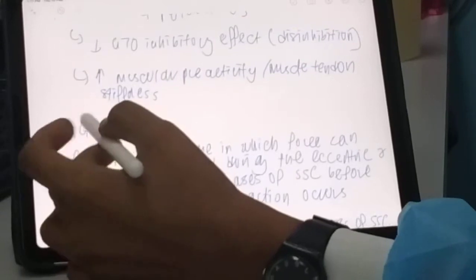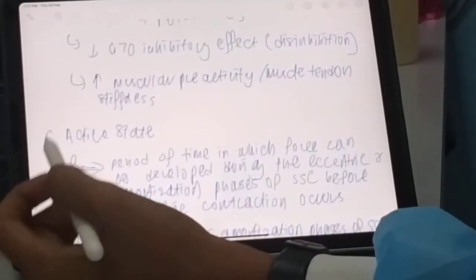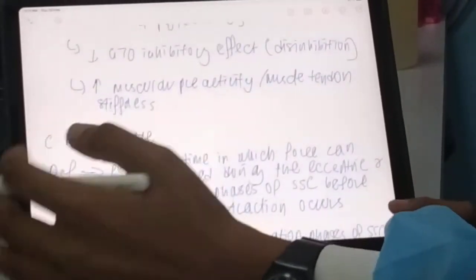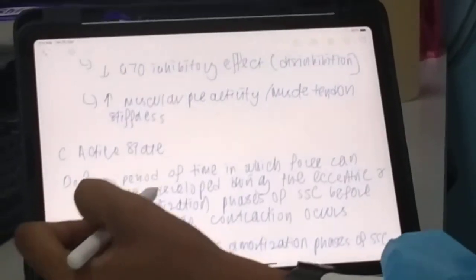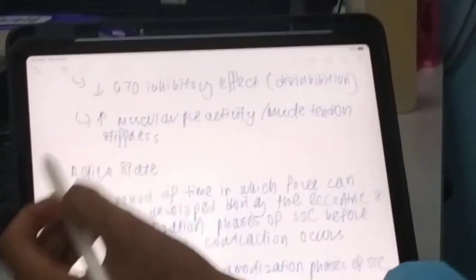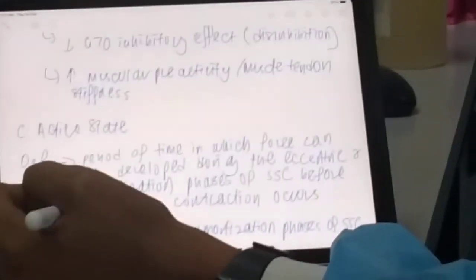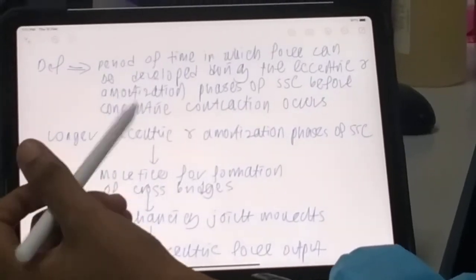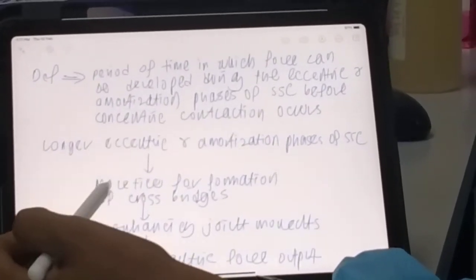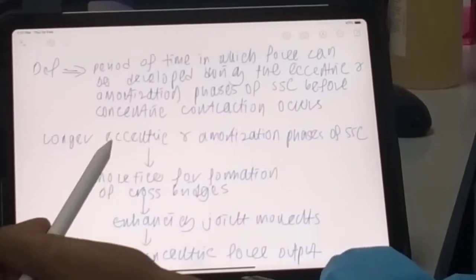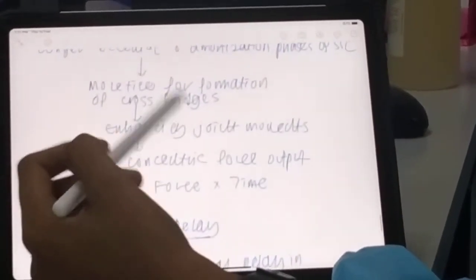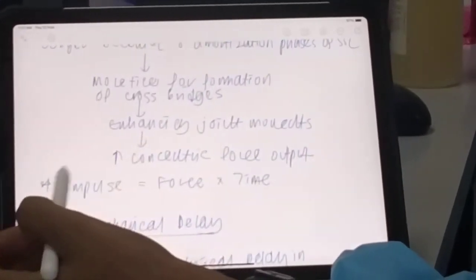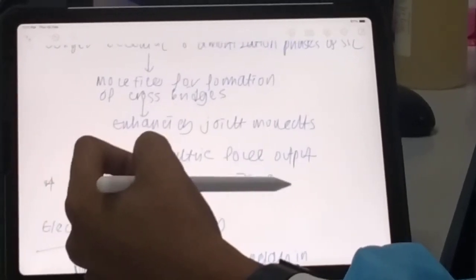Okay, the last one is the active state. What we mean by the active state is the period of time in which force can be developed during the eccentric and amortization phases of the SSC, which are the first two phases, before the concentric contraction occurs. The longer eccentric and amortization phases will have more time for the formation of cross bridges, and will cause more enhanced joint moments and increased concentric force output. So this is kind of a formula: impulse equals force times time.